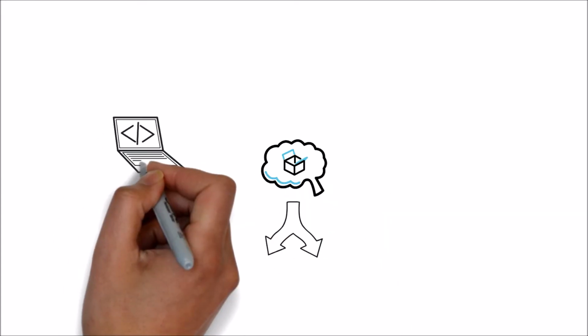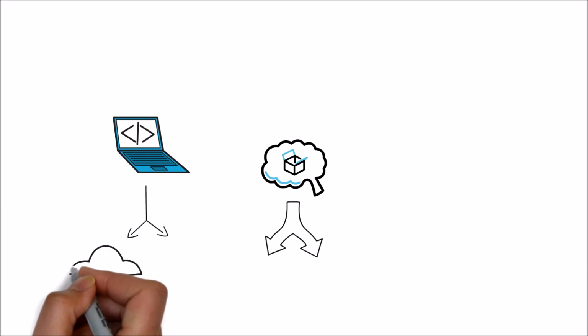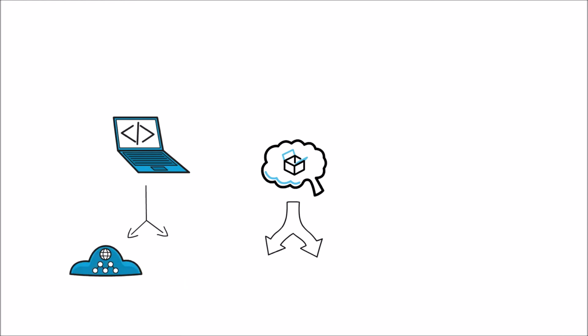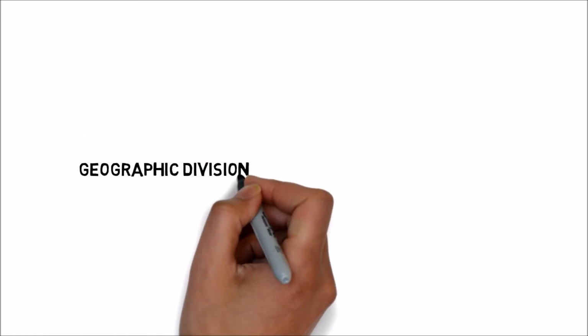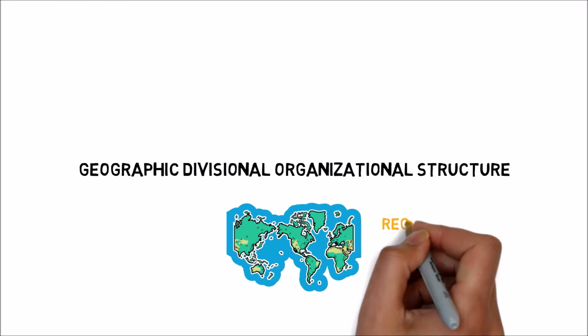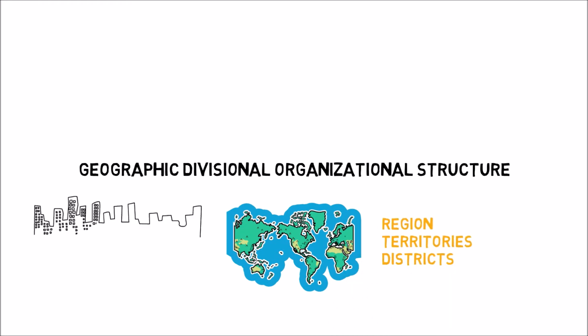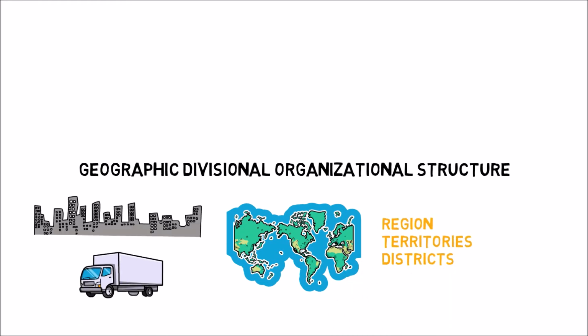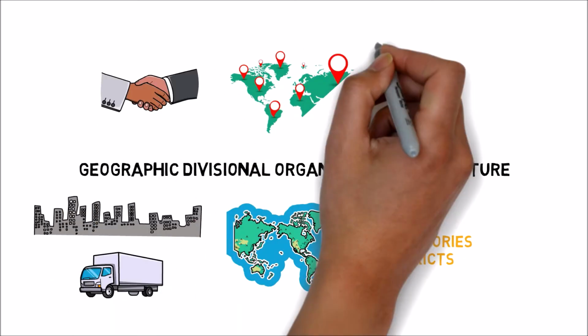For example, a technology firm may have a division dedicated to its cloud services, while the remainder of its divisions focus on different software products. Geographic divisional organizational structure. Divisions are separated by region, territories, or districts, resulting in more efficient localization and delivery. To keep in touch with their clients, companies may establish satellite offices across the nation or world.